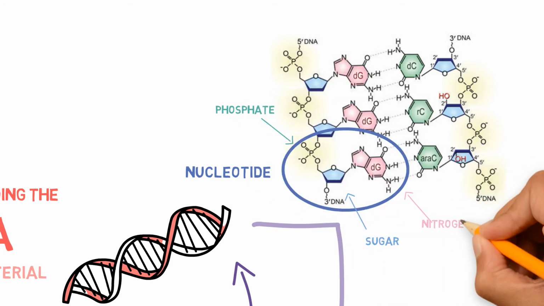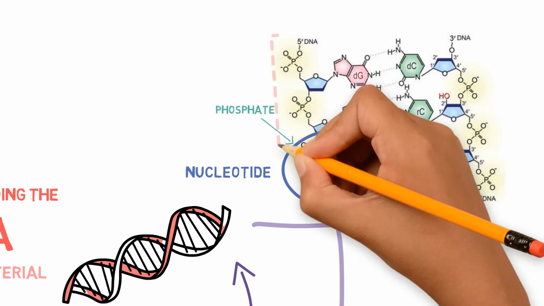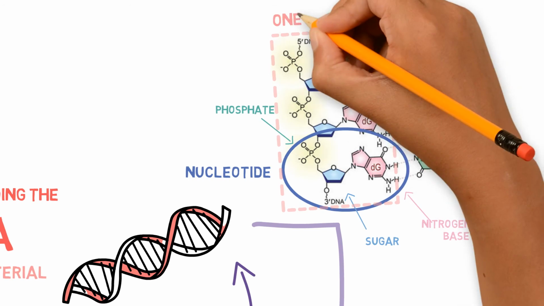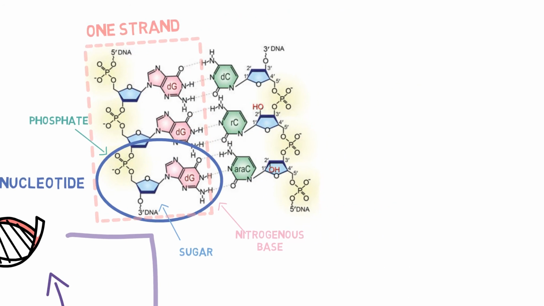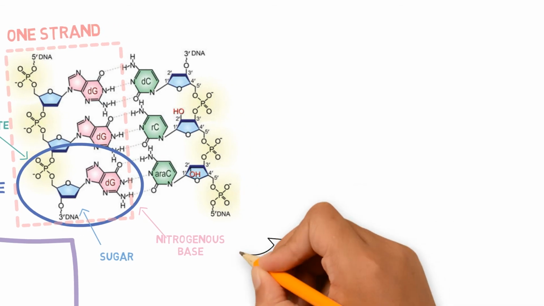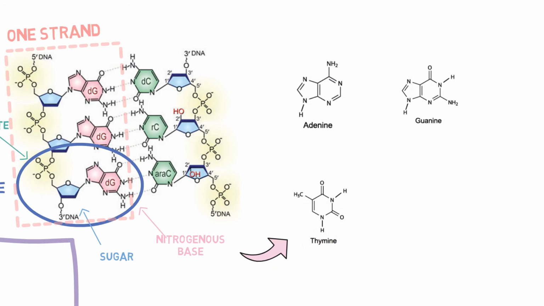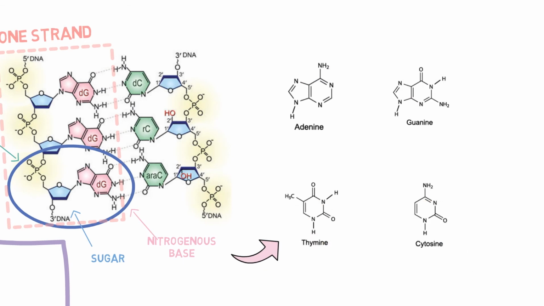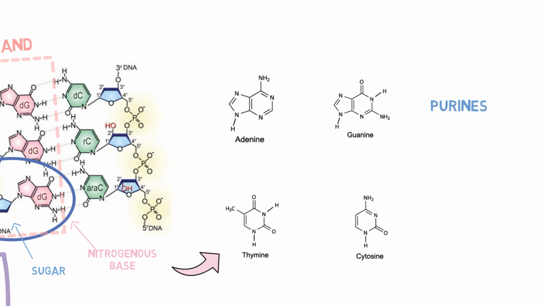Within the same strand, the nucleotides are bound through the phosphate group, and one strand is bound to the other through hydrogen bonds between their nitrogenous bases. There are 4 different nitrogenous bases which are part of the DNA: adenine, guanine, thymine, and cytosine. Bases which have 2 rings are called purines, while bases with only 1 ring are the pyrimidines.